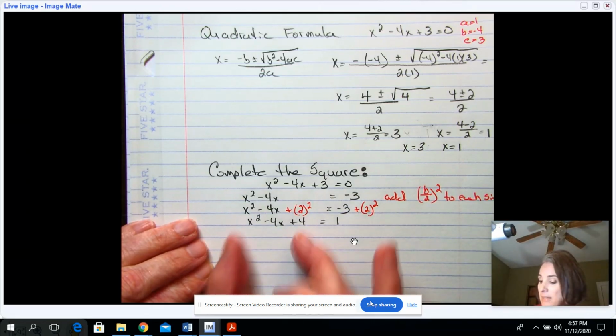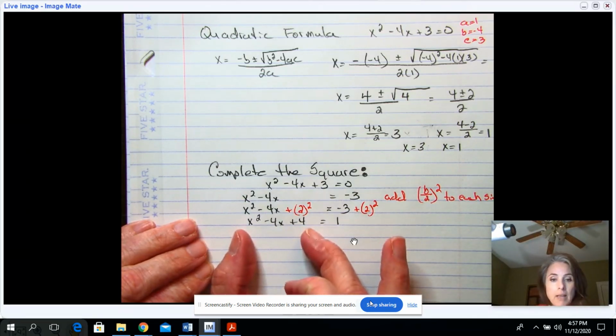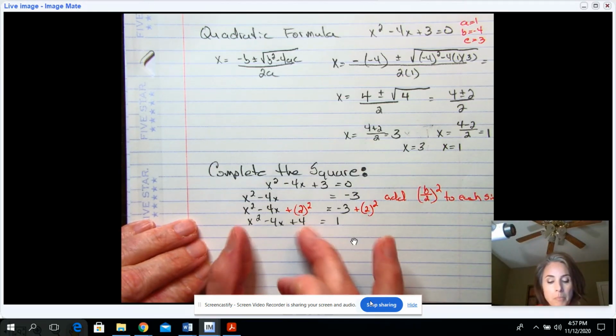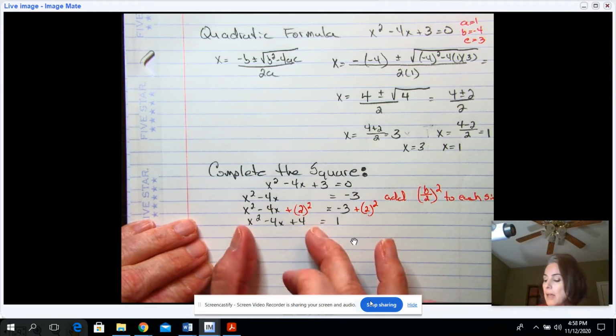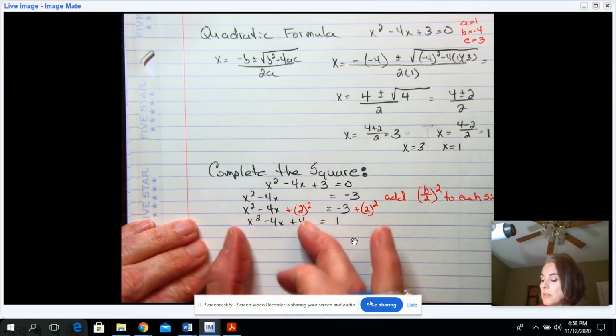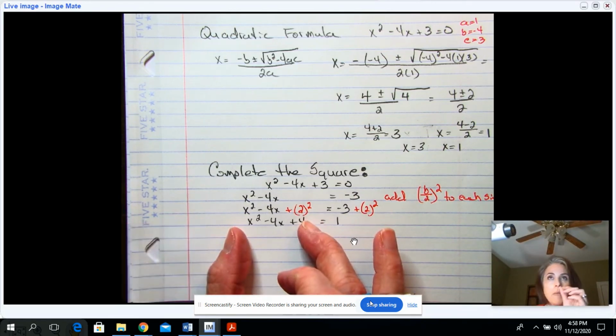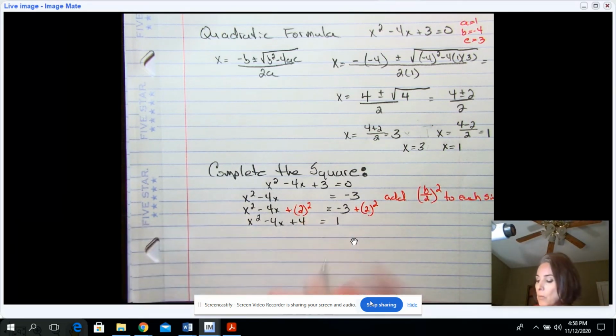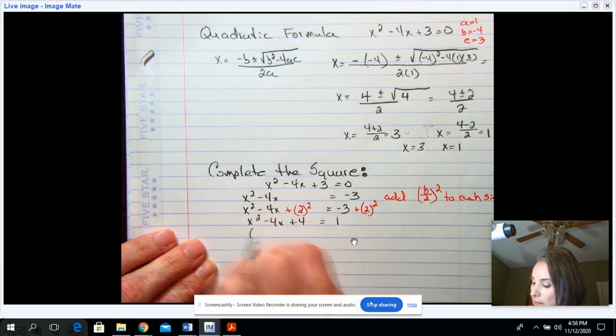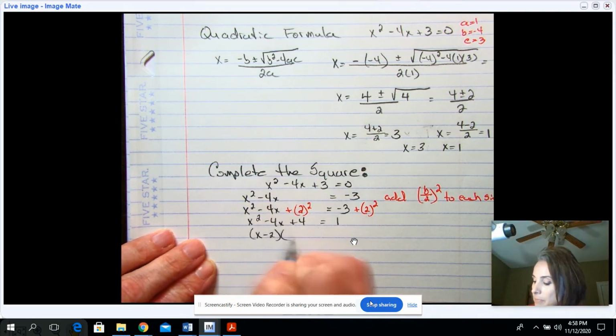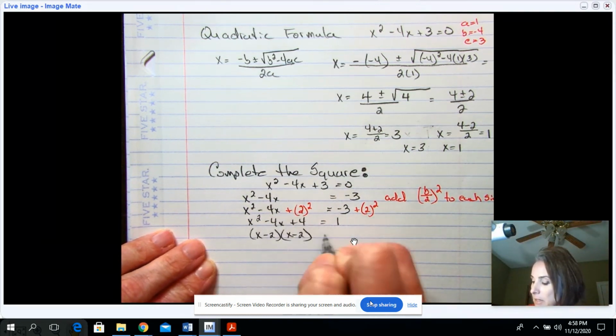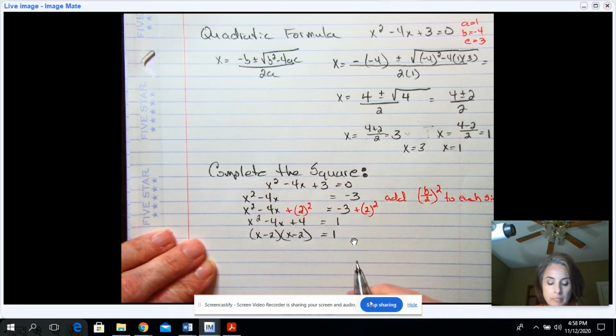Now you factor the left side, and so this becomes a binomial square. So what factors of 4 give you a negative 4? And it's going to be x minus 2 and x minus 2 equals 1.